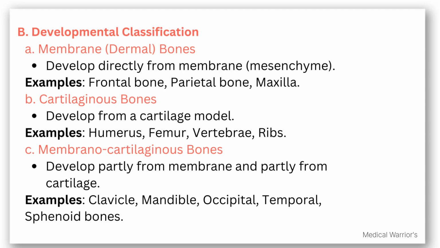And the third one is membranocartilaginous bones, which develop partly from the membrane and partly from the cartilage. It means they ossify partly in the membrane and partly in the cartilage. Examples: clavicle, mandible, occipital, temporal and the sphenoid bone.